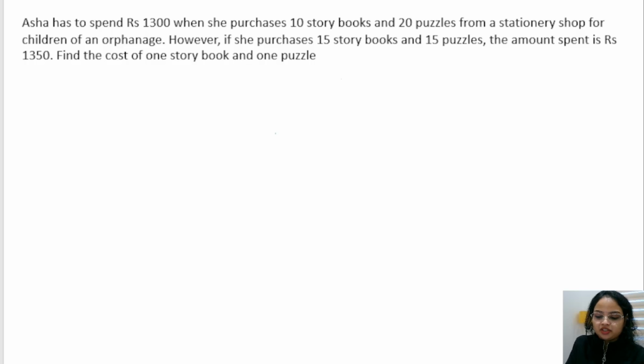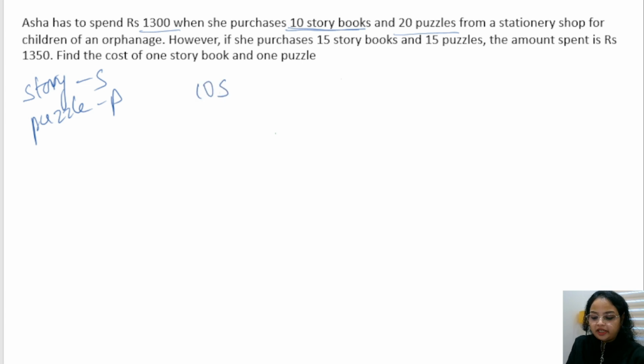Next one. Asha has to spend 1300 when she purchases 10 storybooks and 20 puzzles. So we will assume the cost of one storybook is S and the cost of one puzzle is P. She purchases 10 storybooks, so 10 into the cost of one storybook is 10S, plus 20 puzzles, 20P, is equal to 1300. This is the first equation.